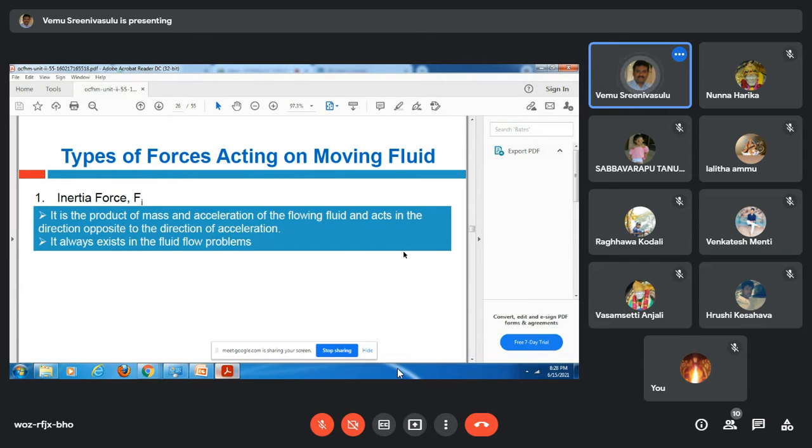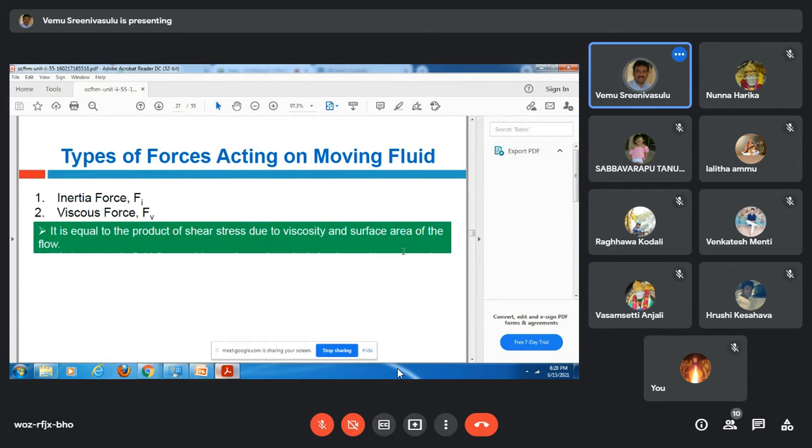Okay, that is called inertia force. It always exists in fluid flow problems. Similarly, we have viscous force. Viscous force is equal to the product of shear stress due to viscosity and surface area of the flow. Shear stress due to viscosity and surface area of the flow is called viscous force, right?